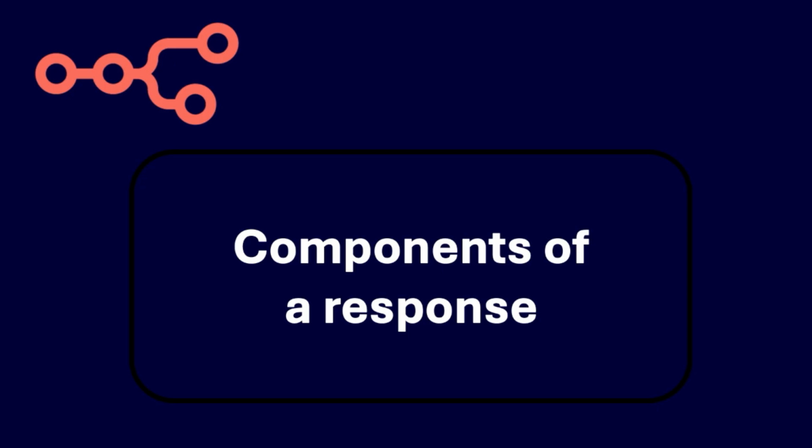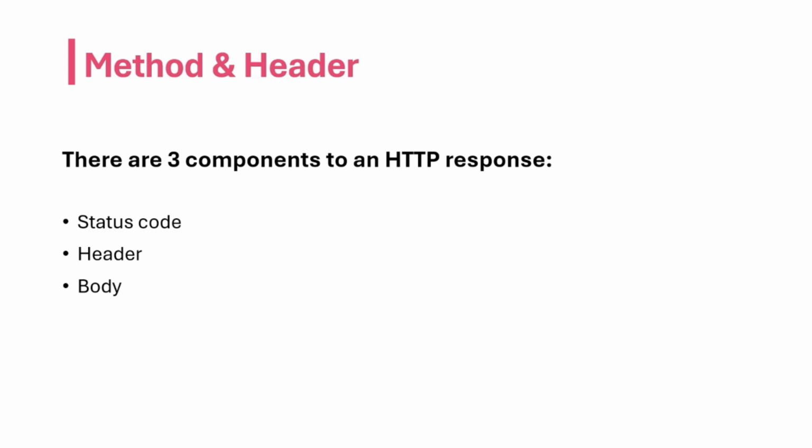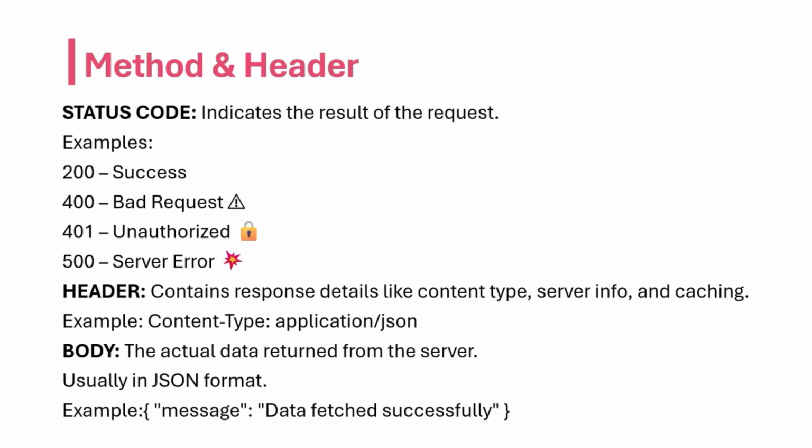Then comes our next part, that is components of a response. After sending a request, the server processes it and sends back the response with three main parts: first is status code, then header, and body. First of all, we will understand what is status code.